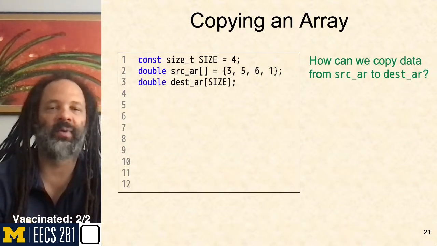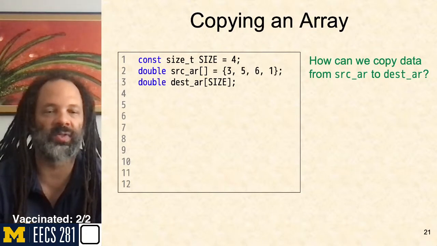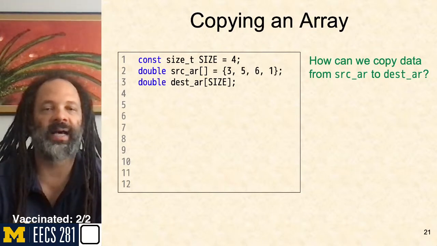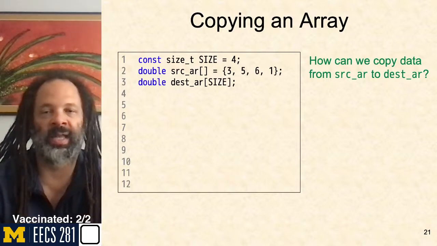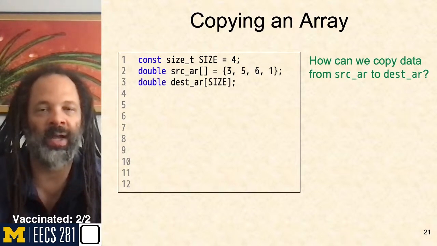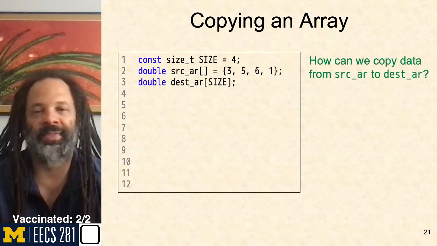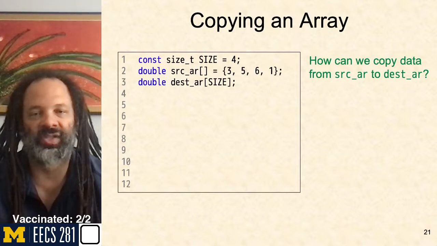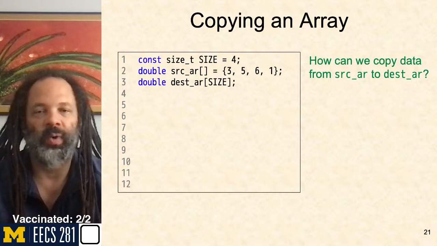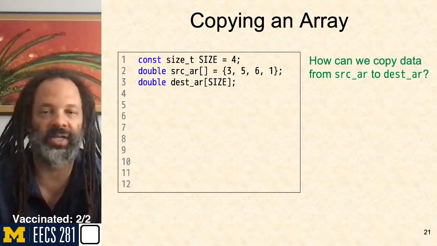Let's look at copying an array. How do we copy from some source array to some destination array? So that's my naming convention there. In line 2, I've got a declaration of a source array that has 3, 5, 6, and 1 in this collection of doubles. In line 3, I've got a destination array that has just enough room to hold all of those doubles. And we can see that we did an implicit size declaration in line 2.